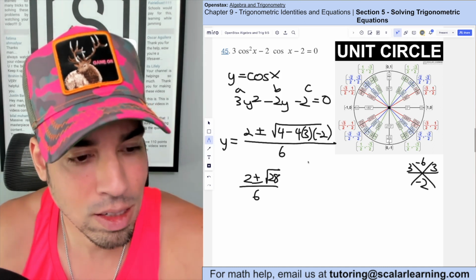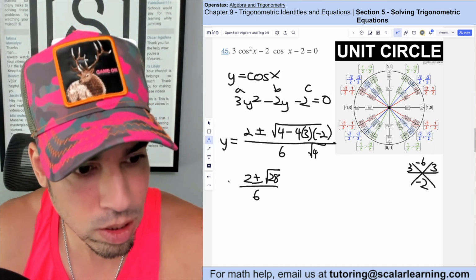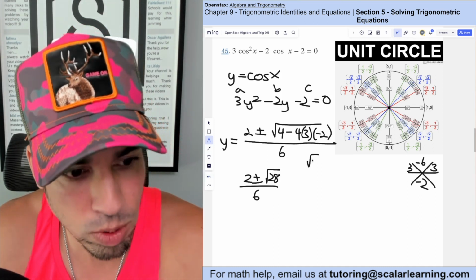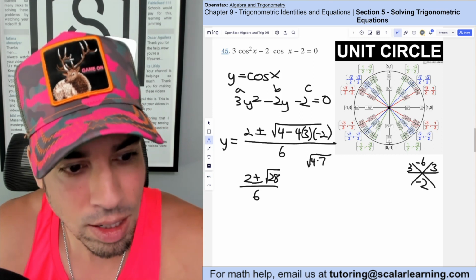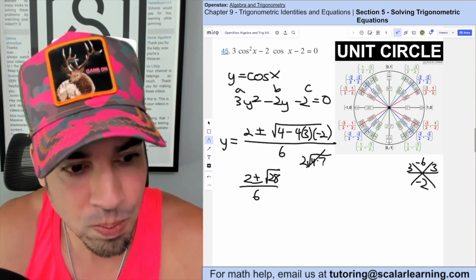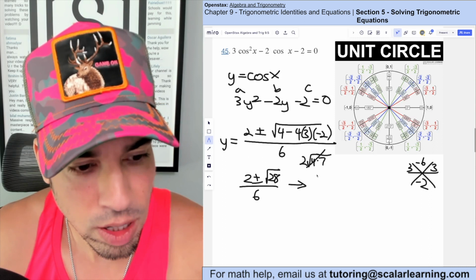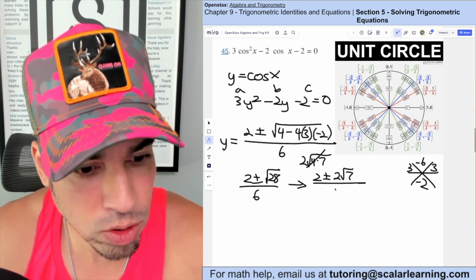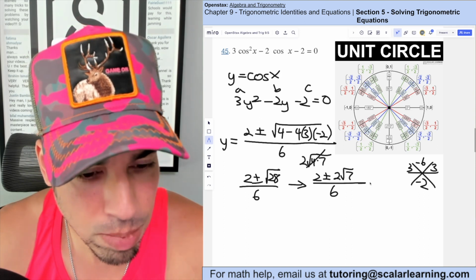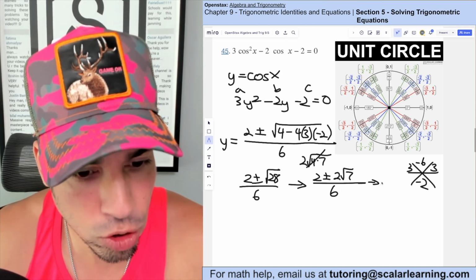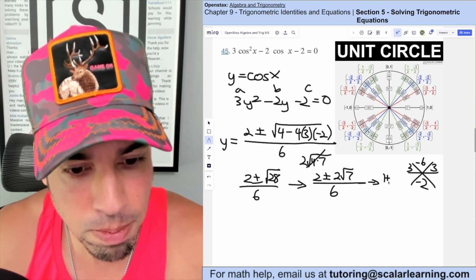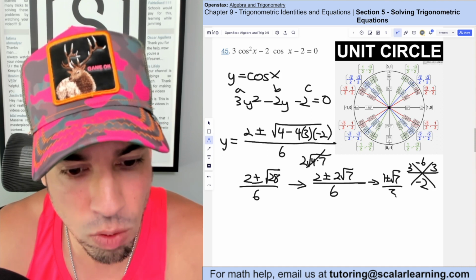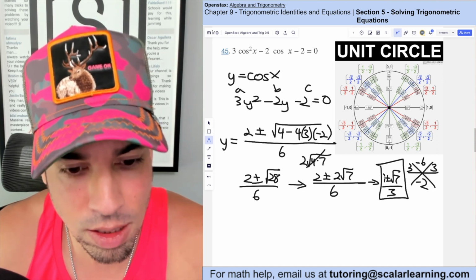And then I can simplify square root of 28, because it's really 4 times 7. And I can take the square root of 4 as 2, and the 7 stays trapped inside. So then I get 2 plus or minus 2 rad 7 over 6. And then I can divide everything by 2, which gives me 1 plus or minus rad 7 over 3, okay? So this is nice and simplified.